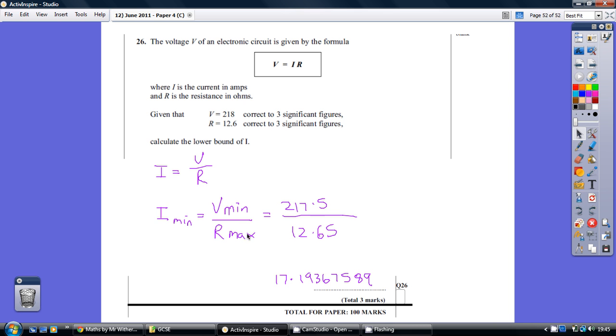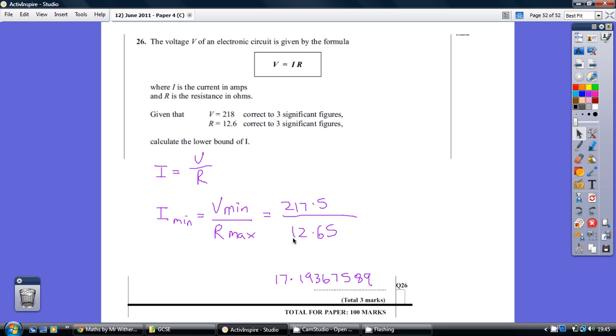Now what about the maximum value of R? Now R is 12.6 correct to three significant figures. Now the absolute biggest value this can be, truly be, is actually 12.649 recurring. Okay, now for the purposes of bounds questions, they expect you to use 12.65 because that's as close to 12.649 recurring as you can get. Now it doesn't matter that would in theory round up to 12.7. We know that, and we know that you know that, but 12.65 is the one to use.